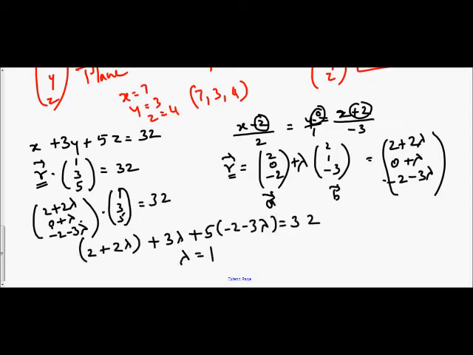So what you're doing here is go back to this and substitute lambda equal to 1. So your r, which is x, y, z, would be equal to 2 plus 2 is 4, and 0 plus lambda 1 is 1, and minus 2 minus 3 is minus 5. Okay, so the point of intersection is 4, 1, and 5.